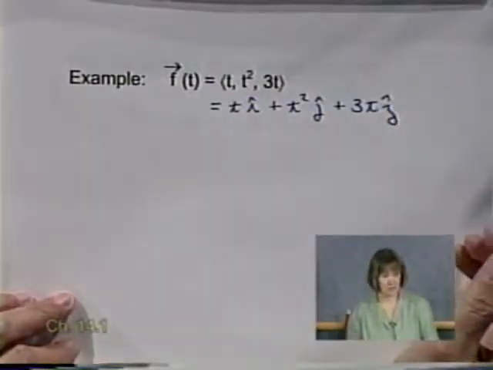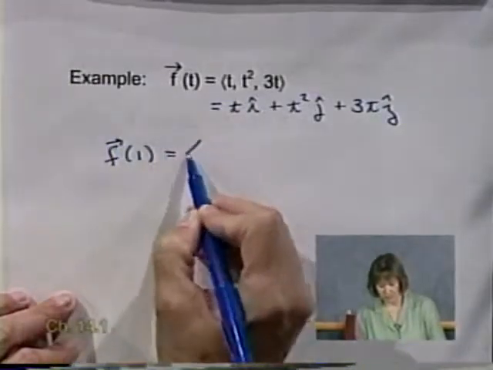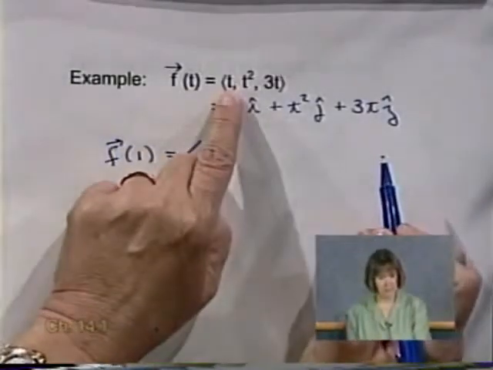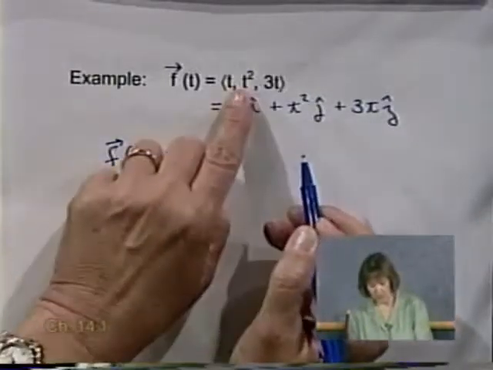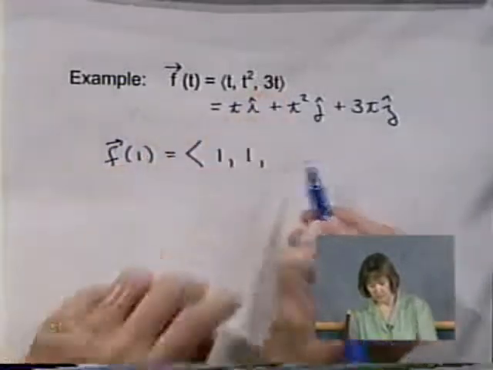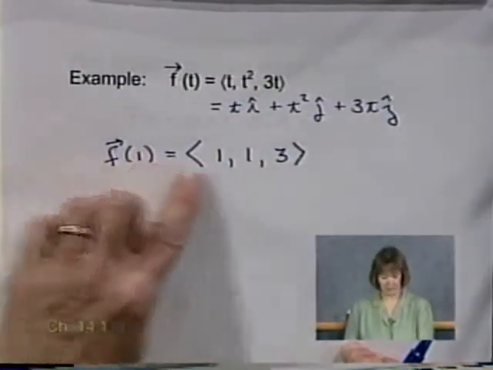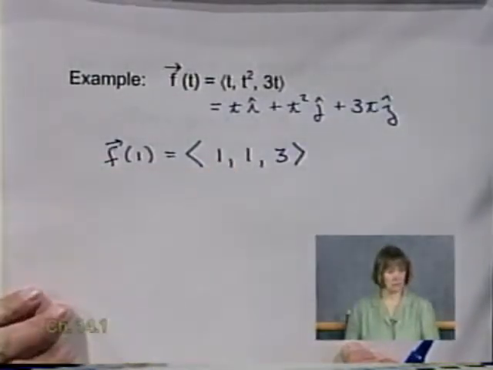But it's a vector. So if I wanted to evaluate f of 1, all I do is take 1 and plug it in for t and get 1. I plug 1 in for t in t squared and get 1. And I plug 1 into 3 times t and get 3. So f of 1 is the vector whose components are ⟨1, 1, 3⟩.